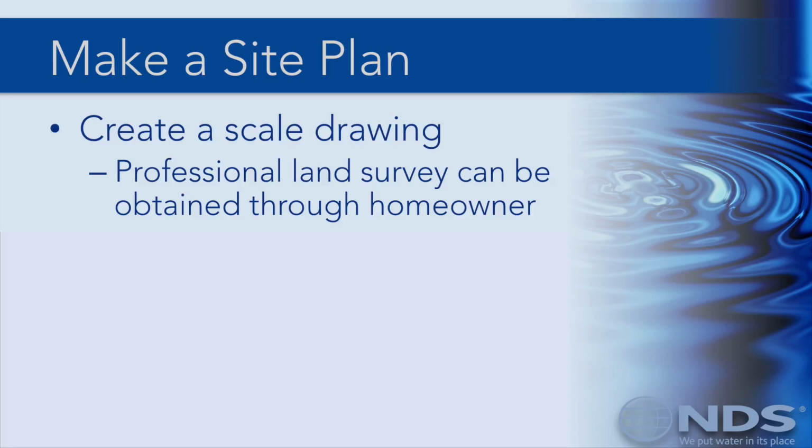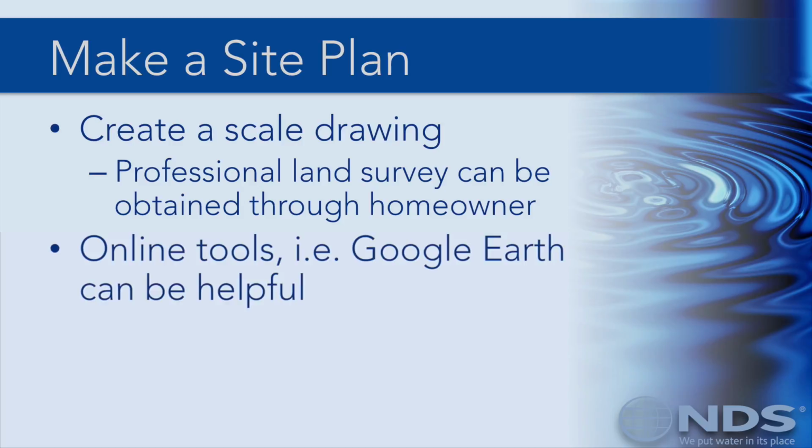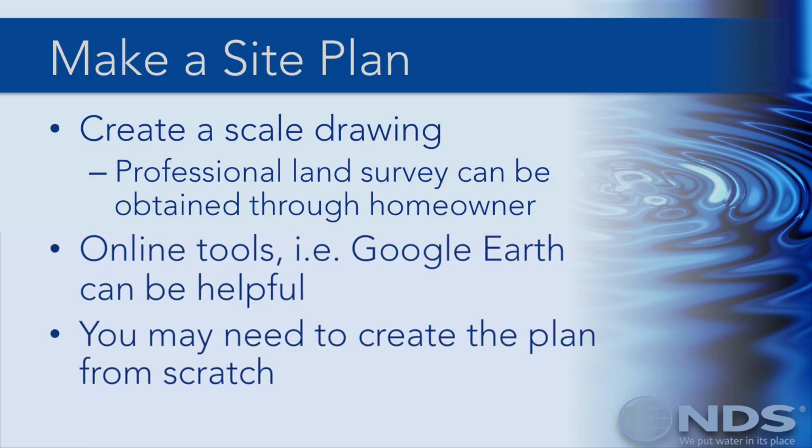It will show the dimensions of the lot and the placement of the house and other hardscape features. On larger custom homes, the architect or landscape architect may have prepared a site plan that includes information on the grading. You can also use online tools like Google Earth to become familiar with the dimensions and terrain on a property. If you have to create the plan from scratch, you'll need to determine the dimensions of the lot and then plot all of the objects on the property yourself.